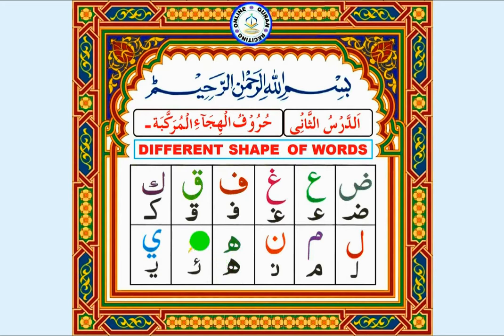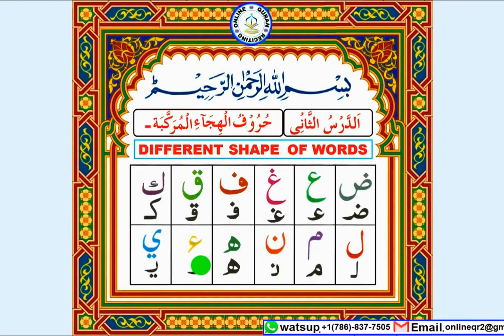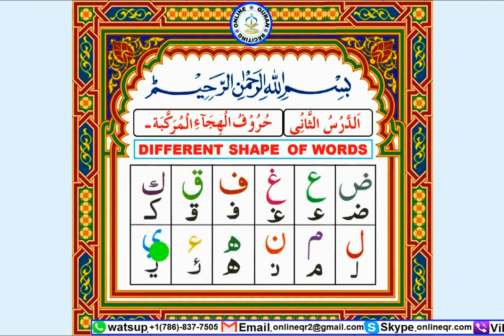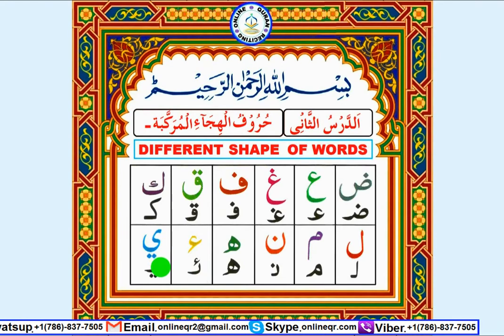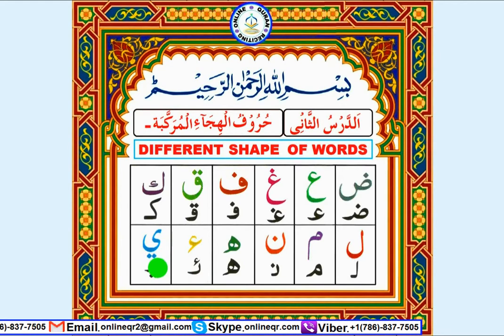This is Hamza. After using in sentence, its shape becomes like this. This is Ya. After using in sentence, its shape becomes like this.